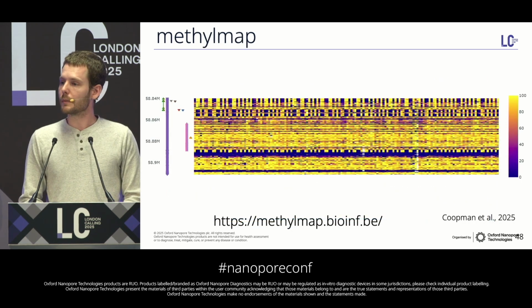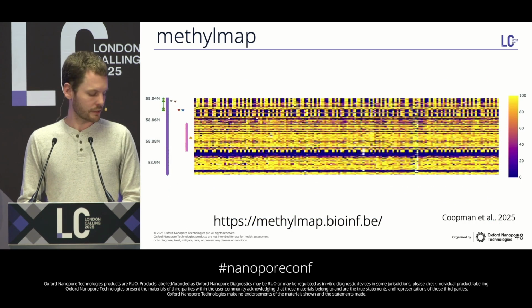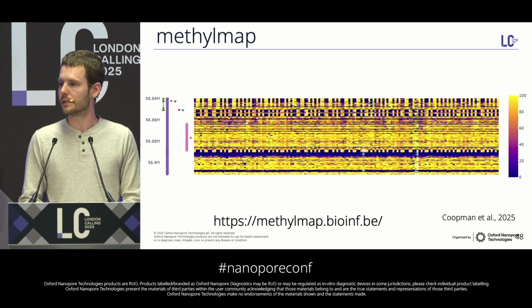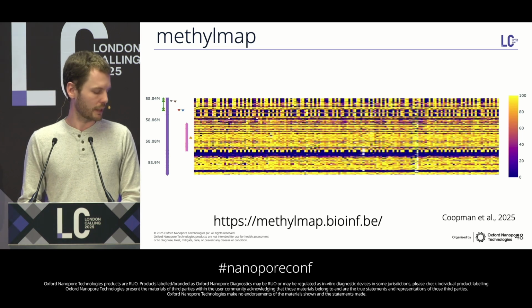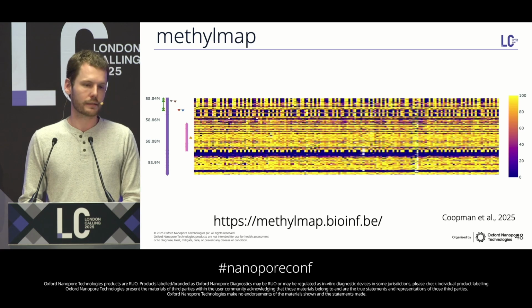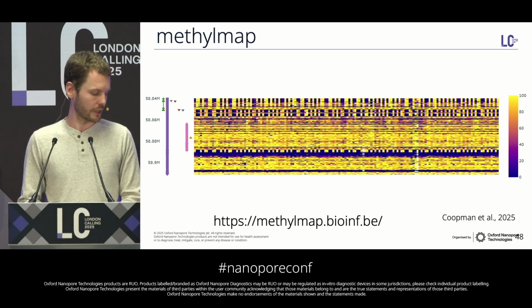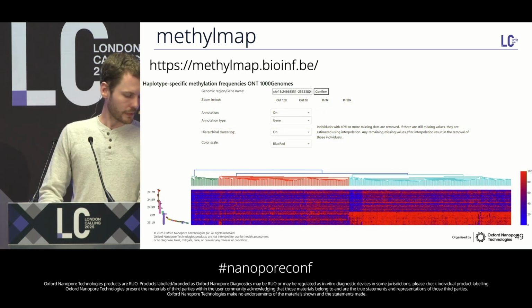We also developed methylmap, which is aimed at more population-scale visualization. Every vertical line here is an individual, or more specifically, it's a haplotype from the 1000 Genomes Project. And you see alternating purple and yellow places where there is methylation and absence of methylation from one haplotype to the next. So those are again KCNQ1 imprinted regions that show you at a large scale that this is quite reproducible across individuals.